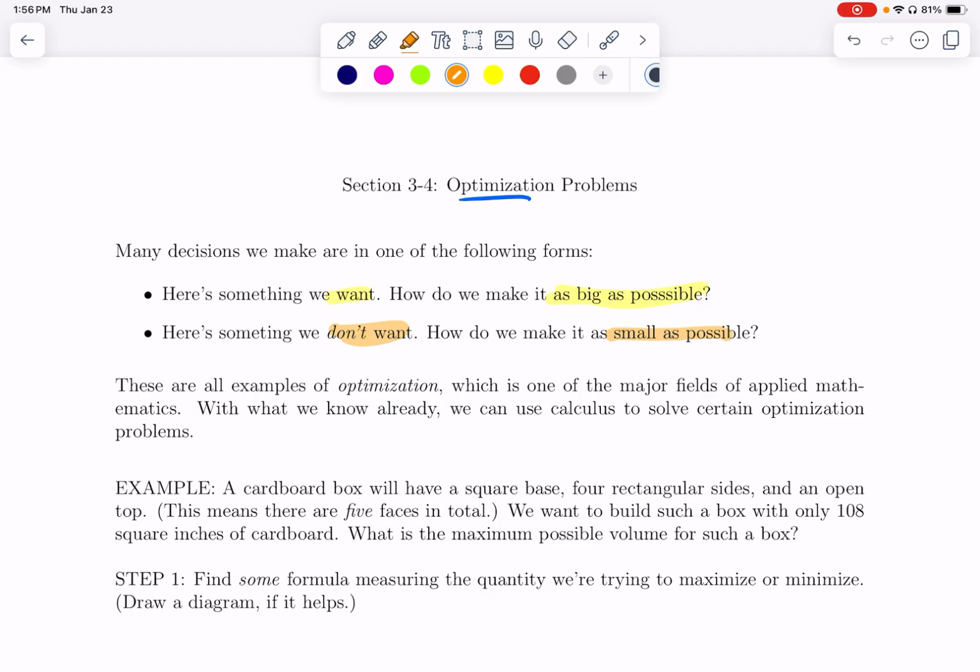So, maybe you want to do something in as little time as possible because you don't want to spend a lot of time on something and you ask, how can I do this as quickly as possible? How can I minimize the time? Maybe in a business venture, you want to maximize your profit. So many things that people want to do boil down to I want something to be as big as possible or as small as possible. These are examples of what's called optimization.